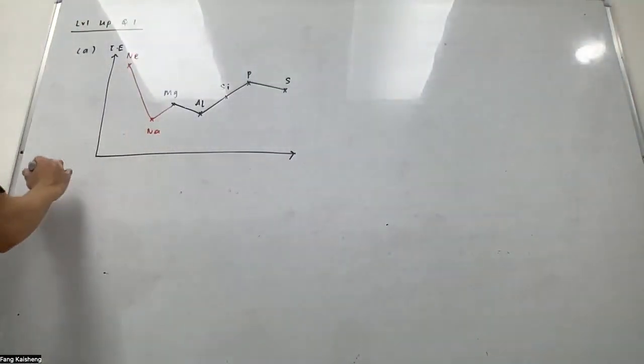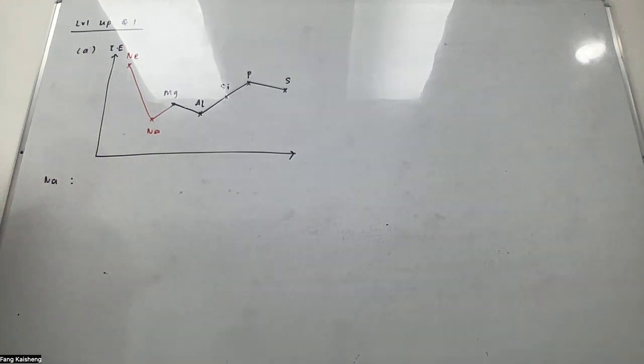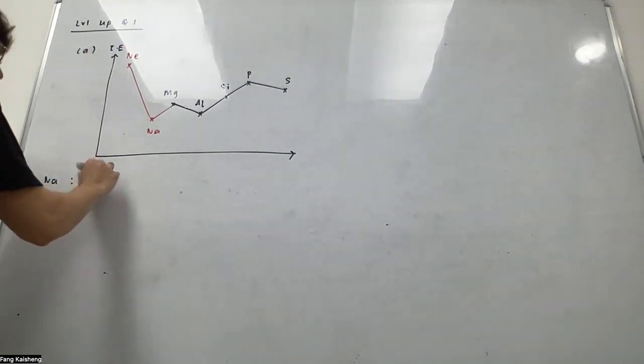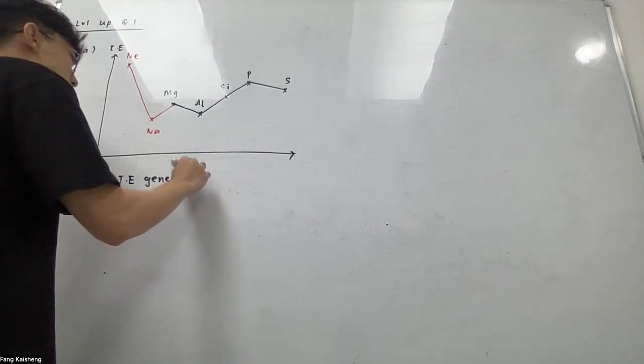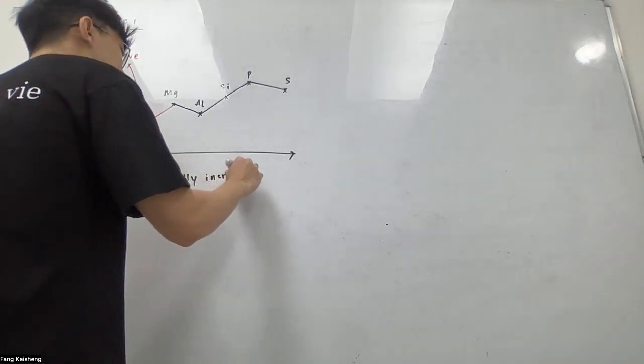Why? We talk about sodium first. For sodium, right, you can just say first ionization energy generally increases across a period.